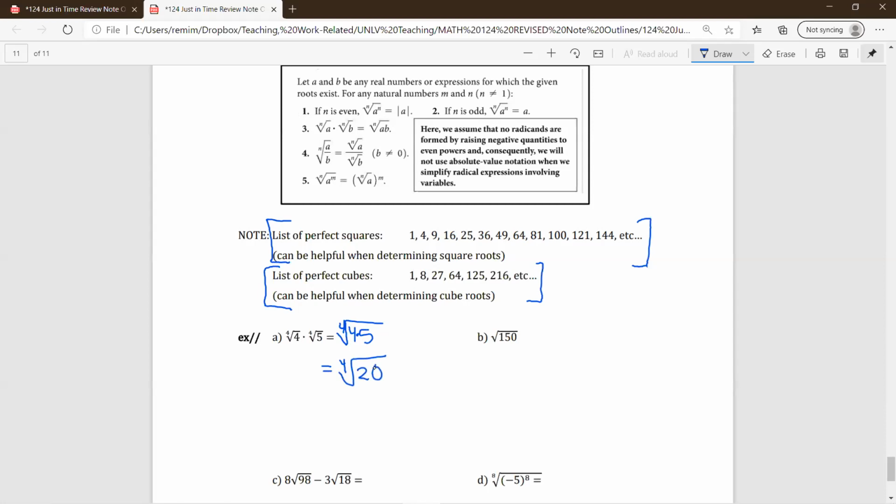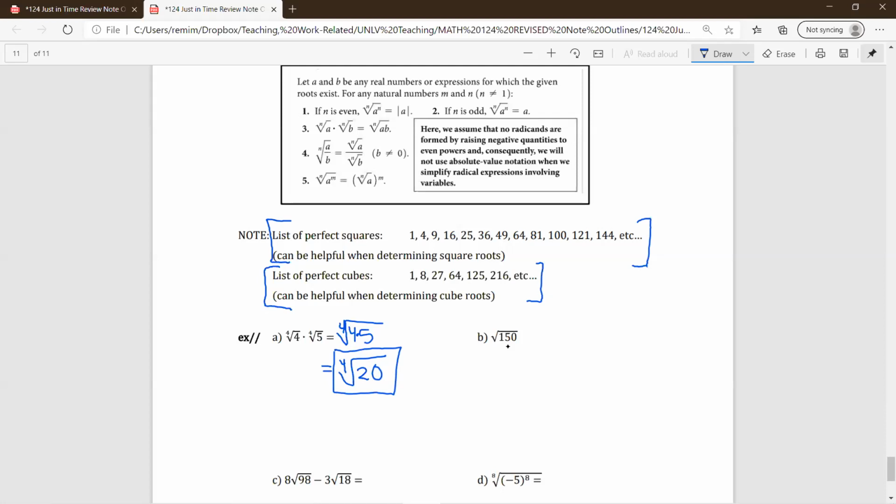Now when you get to this point, you say, okay, I know what that means. That means that I'm looking for a number that I multiply to itself 4 times, and I should get the number 20. But if you think about it, there's no number that you multiply to itself 4 times that will give you 20. So we can't do anything more with that one, and we would box that as our final answer.